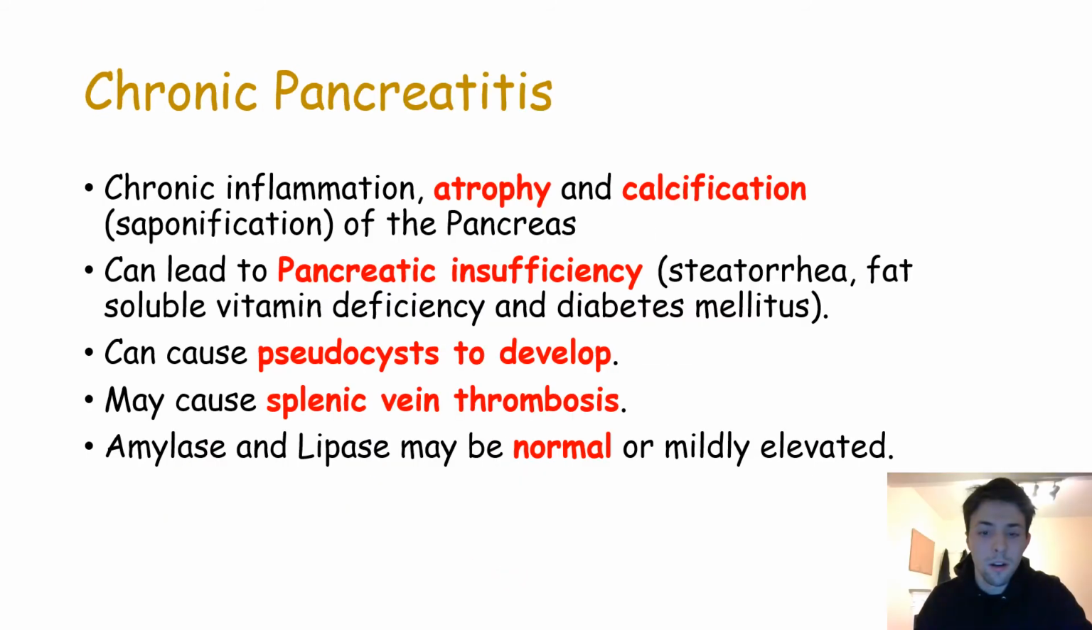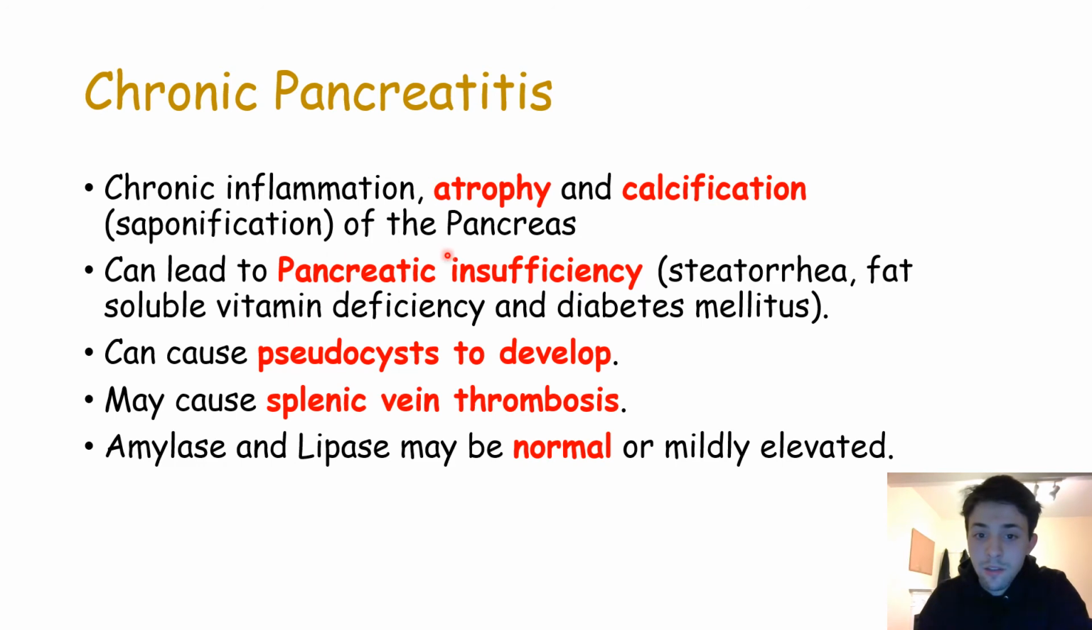All right, now let's touch a bit on chronic pancreatitis. So chronic pancreatitis is chronic inflammation, atrophy, and calcification of the pancreas. And it can have a few complications, and these include pancreatic insufficiency. And this will present as steatorrhea, so you won't really be digesting and absorbing as many fats. Fat-soluble vitamin deficiency, again, it's one of the functions of the pancreas to produce lipase and colipase, and those are important in fat metabolism. But also diabetes mellitus as well.